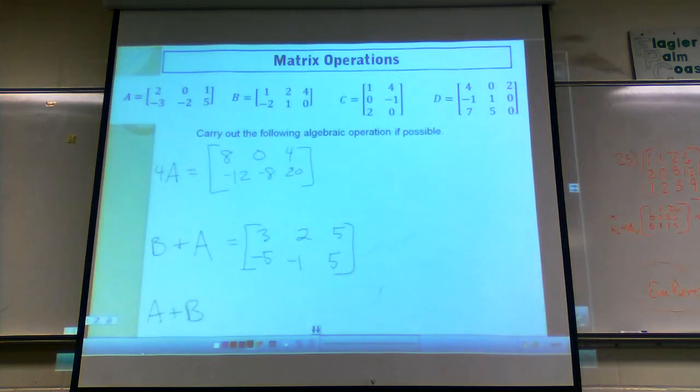Would this change my answer? No, not for addition. Okay, commutative, right? I remember there's like properties, right?